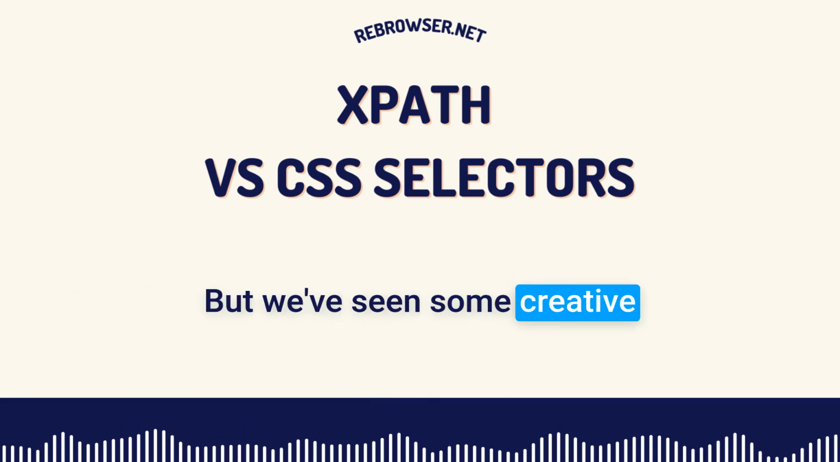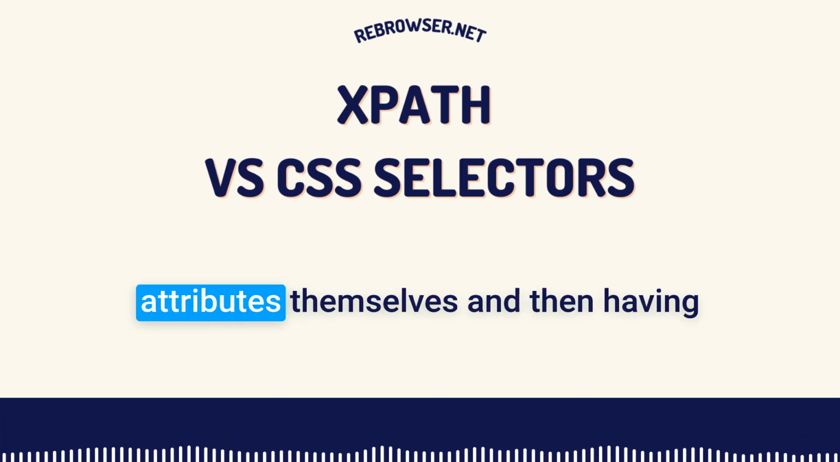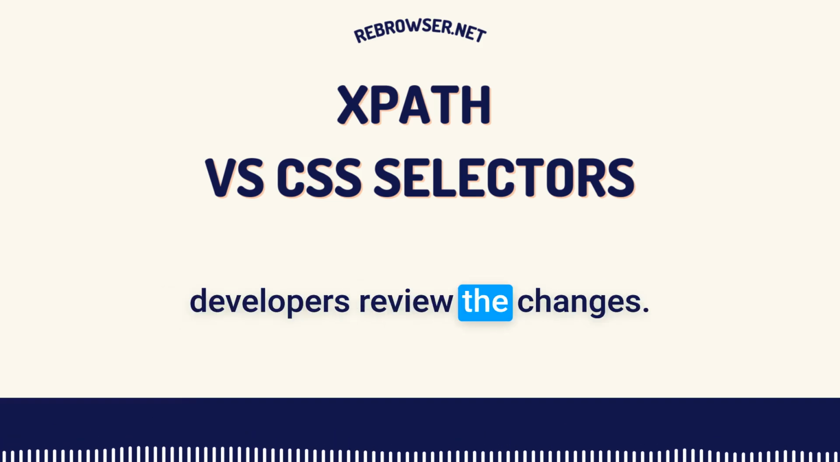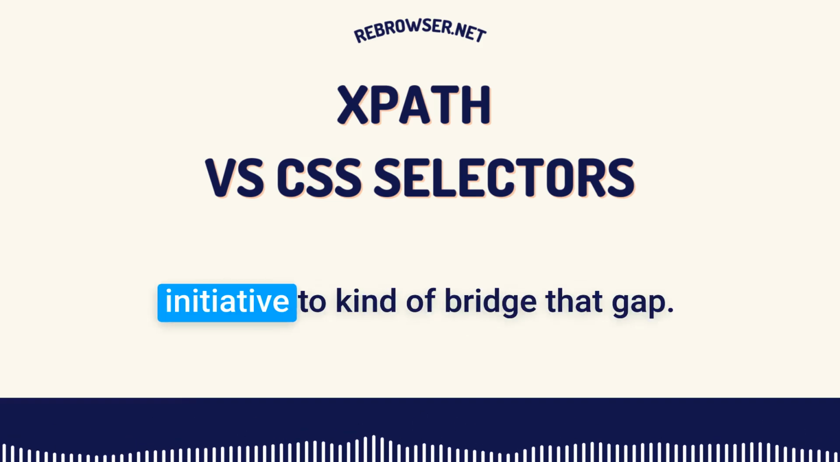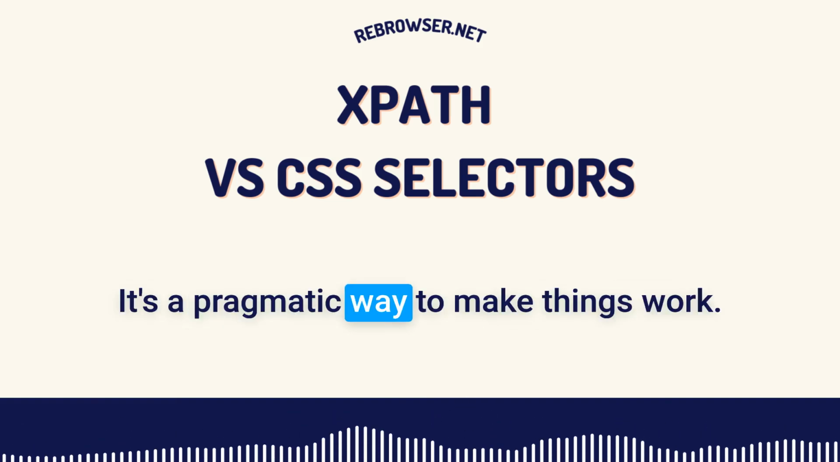But we've seen some creative workarounds discussed, like QA teams adding those attributes themselves and then having developers review the changes. So it's like they're taking the initiative to kind of bridge that gap. Exactly. It's a pragmatic way to make things work.